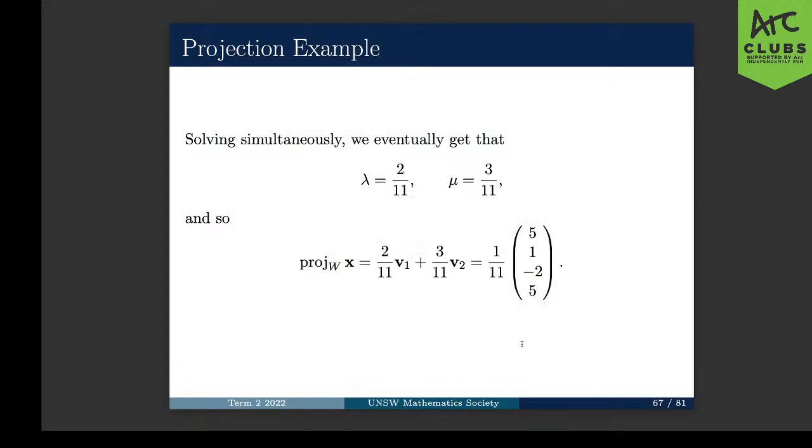So we solve it simultaneously, and I left out a bunch of details here, but you eventually get that lambda and mu are 2 on 11 and 3 on 11. Since we said y is the projection of x onto W, and we said that was lambda v1 plus mu v2, the projection of x onto W is this linear combination, which happens to be this vector here if you do the computation. We know what v1 and v2 are here. Just sub them in. Okay, hopefully that makes sense. Let's move on.